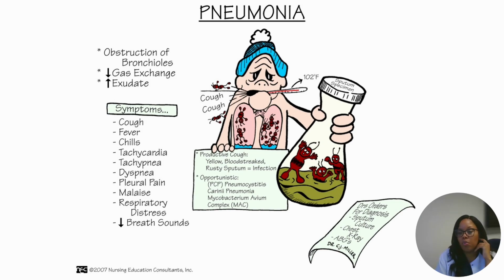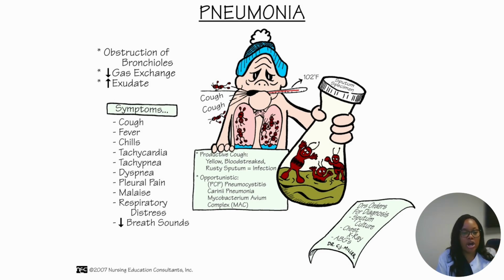All right, so what is your patient going to be complaining of? Your patient may be complaining of a cough. They will have a productive cough, right? Like it says in the box, yellow, blood-streaked, rusty sputum gives you an infection, right? Just nasty looking sputum, right? Your patient will have a fever, right? Because now the body is trying to fight off this infection.